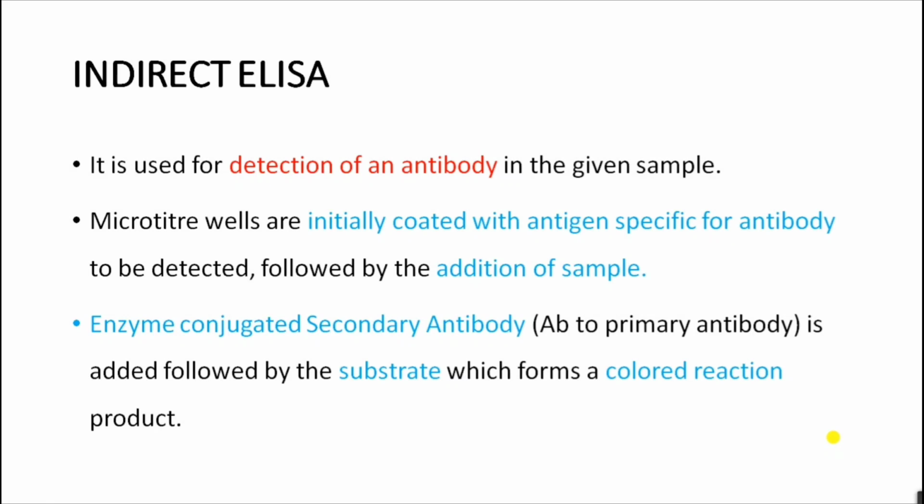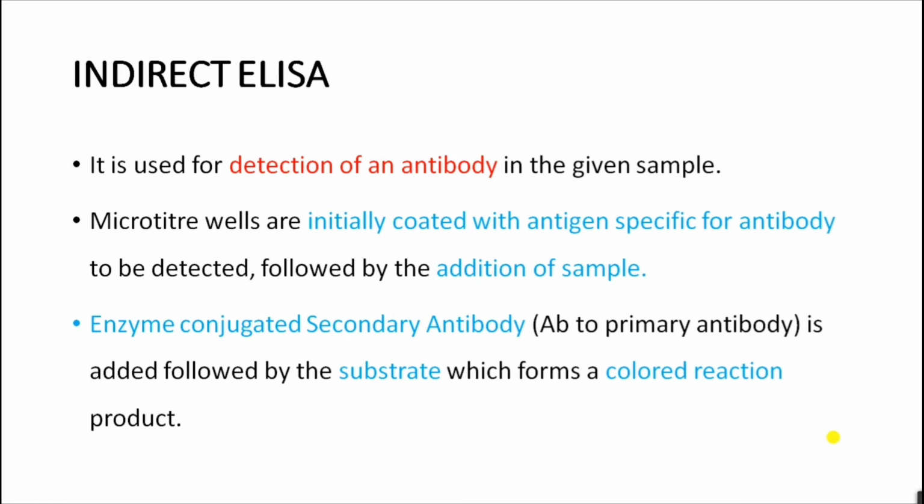Now, the microtiter well will be coated with the antigen, and when you add the sample, as it contains the antibody, because we are going to detect the presence of an antibody, there will be antigen-antibody complex formation. Once this complex is formed, after washing, only the unbound antibodies or antigens will be washed off, and after washing you add the enzyme conjugated secondary antibody.